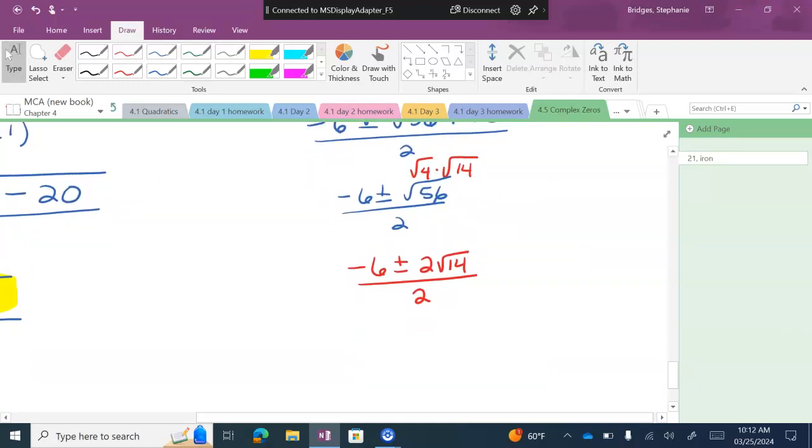So now I have negative 6 plus or minus 2 square roots of 14 over 2. And again, the number before the plus or minus, the number after, not the one under the radical, and then the number at the bottom. Can they all three divide by the same thing? Yes, they can all divide by 2.